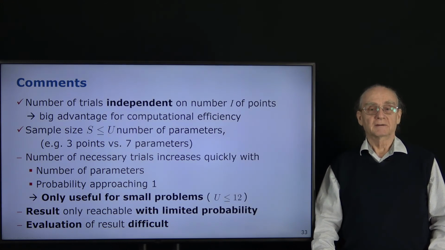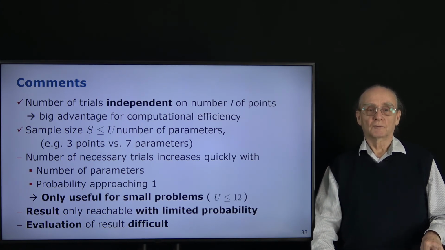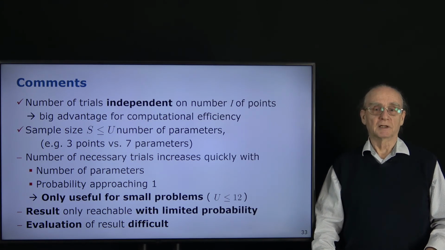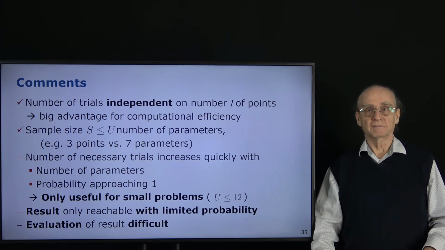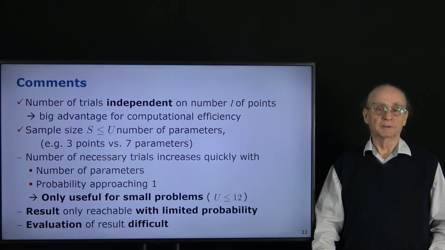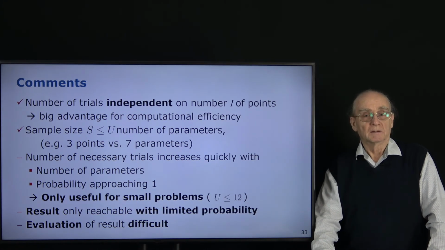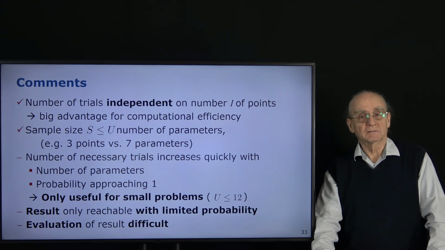The theory and the examples which I showed you have quite some interesting properties. The first one, which I already mentioned, is that the number of trials which we need for finding a good solution is independent of the number of points. So we need these 17 samples independent of whether we have 10, 100 or 1,000 points. This is a big advantage in terms of computational efficiency, because we can work with a lot of data.